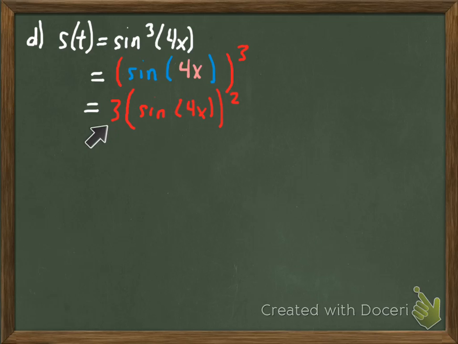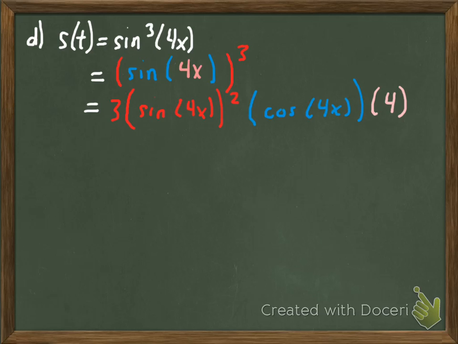Okay, so you can see I brought the 3 in the front, decreased the exponent by 1, left the same thing on the inside. And now we've got to differentiate the inner function, but it's kind of the middle layer, if you will, the sine of 4x. So let's do that. And if you differentiate the sine of 4x, you're going to get a cosine of 4x, but then we still have to differentiate the innermost function, right? And the derivative of 4x is simply 4.